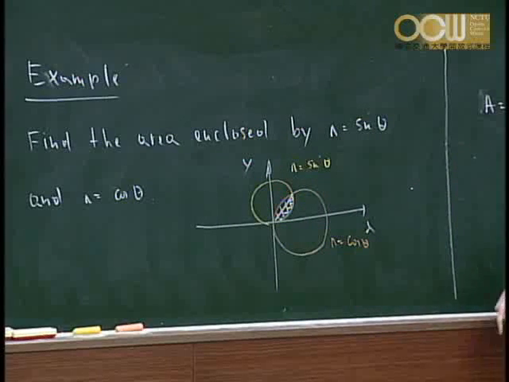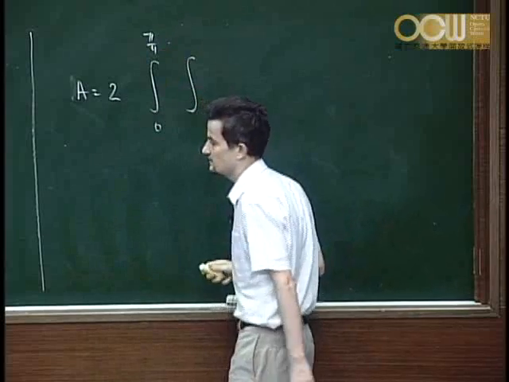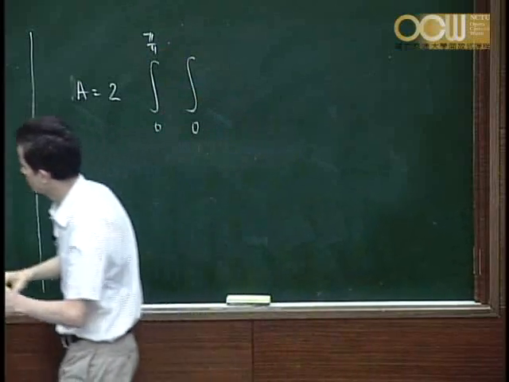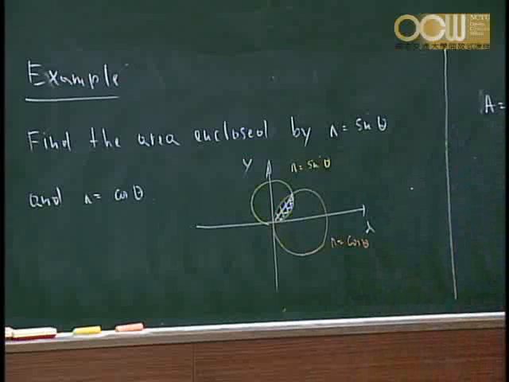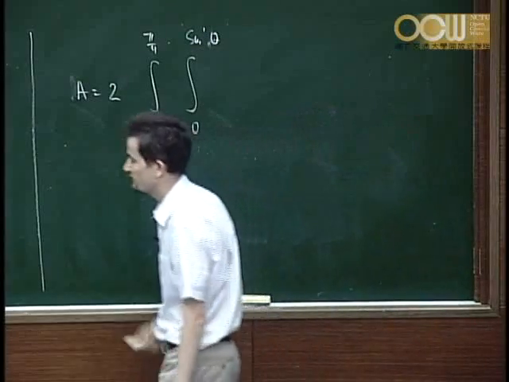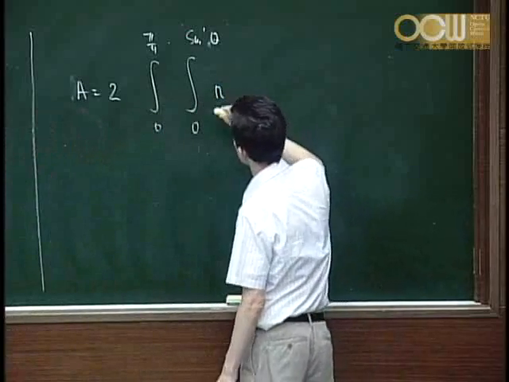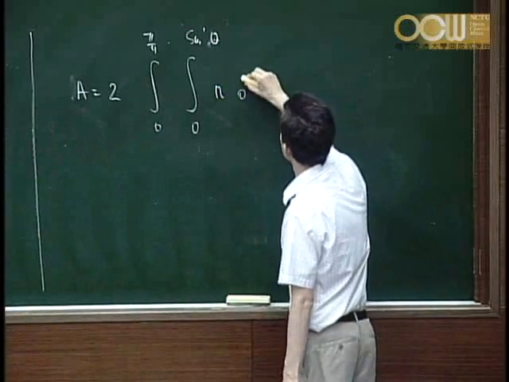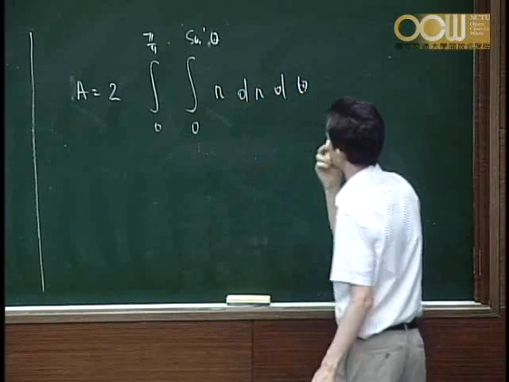But for this one, the theta goes from 0 to pi/4, and the r goes from 0 to the yellow circle, so to sine of theta. The function is equal to 1 because we compute area, and then you have an r, which you should not forget. The order is important, so dr d theta.